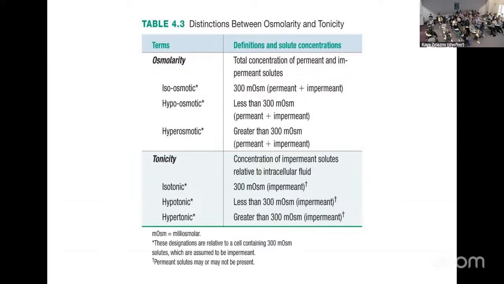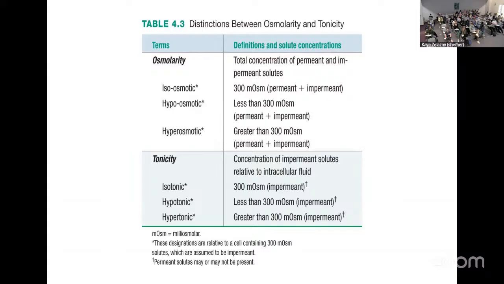So if we're talking about something that's isoosmotic in your body, that's usually going to be something that's 300 milliosmoles. That's going to match what we have in our extracellular fluids, what's in our intracellular fluid, but that would include both permeant and impermeant solutes if we're talking about osmolarity.